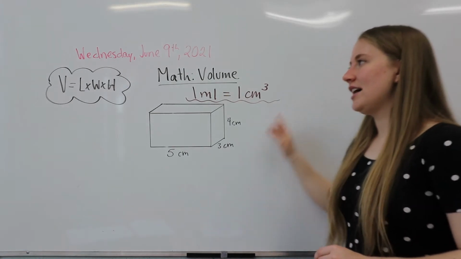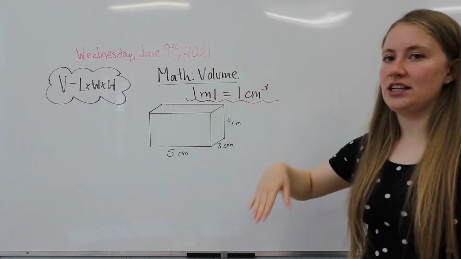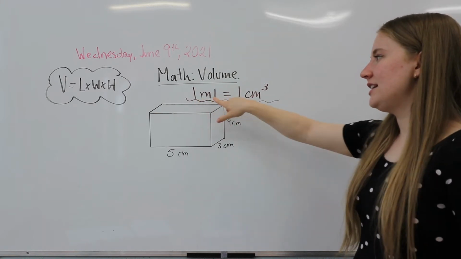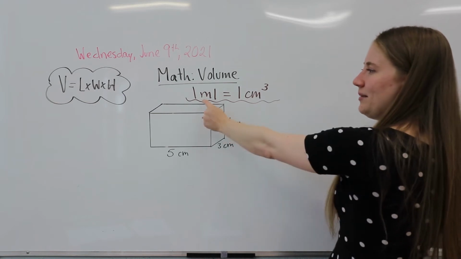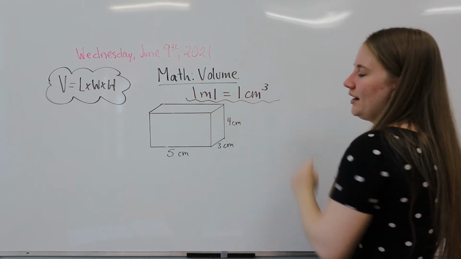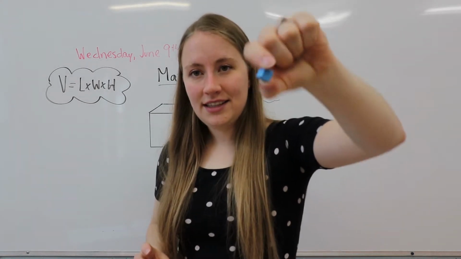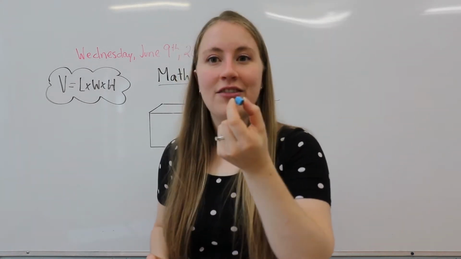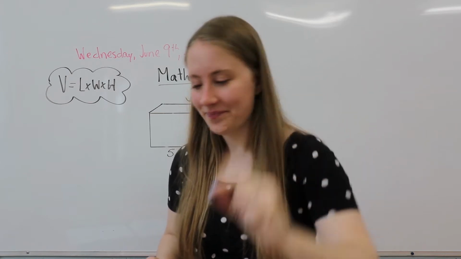So I want you to write that down in your notebook. You can write the date if you want to, or you can just continue from yesterday, but I want you to write this out and circle it because this is important, okay? So 1 milliliter equals 1 centimeter cubed, okay? So if this was a liquid, it would be worth 1 milliliter, okay?